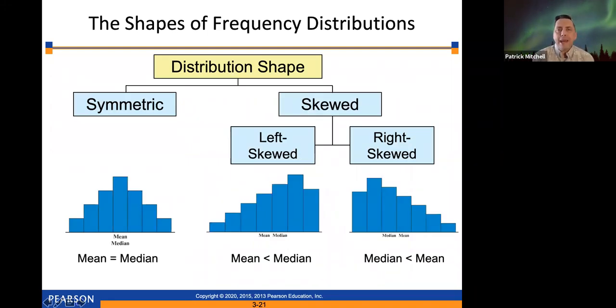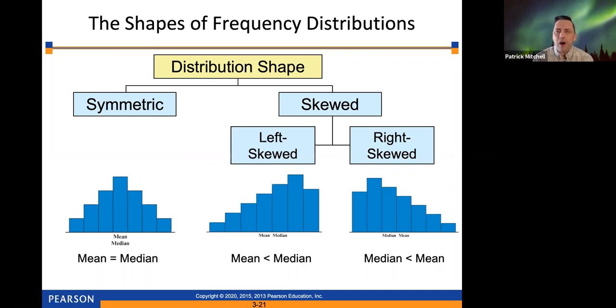A little bit about shapes of frequency distributions. So these things are histograms, like we talked about in chapter 2. When you have this kind of situation, that distribution is called symmetric. And the mean and the median are either equal or very close to being equal. If your distribution is not symmetric, it might be skewed. And there are two different types of skewed. There's left skewed and right skewed.